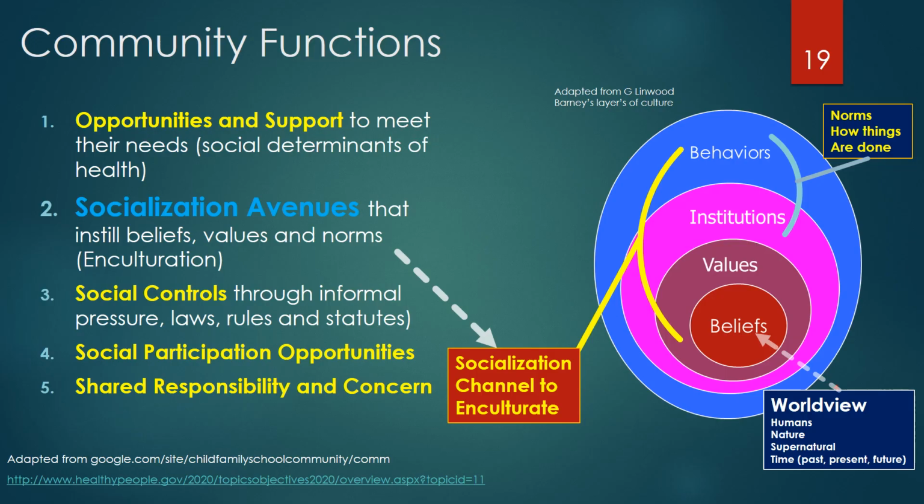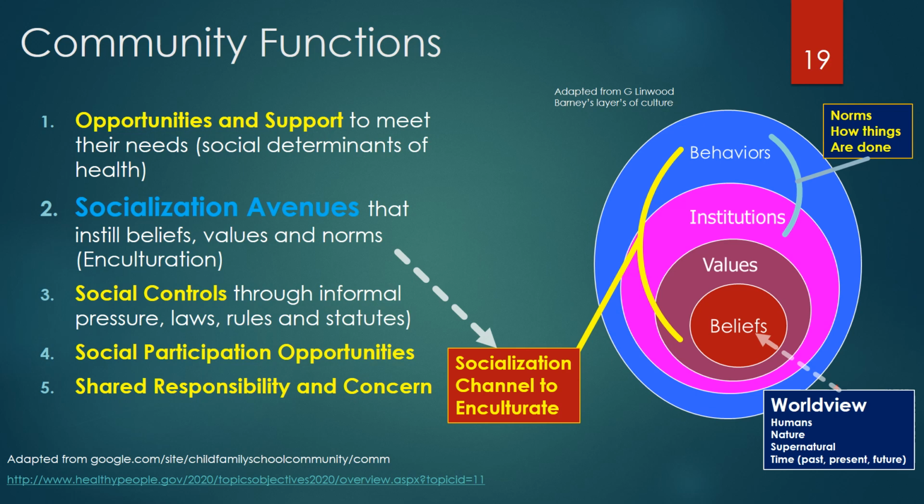2. True communities provide members with socialization avenues or opportunities. The community utilizes these socialization avenues to instill within members the community's and culture's beliefs, values, institutions, behaviors, and norms, as diagrammed and previously discussed. This process of instilling beliefs, values, institutions, behaviors, and norms would also be considered the process of enculturation, learning the various layers of the cultural egg diagrammed on this slide.